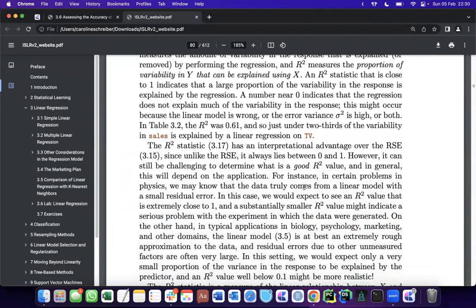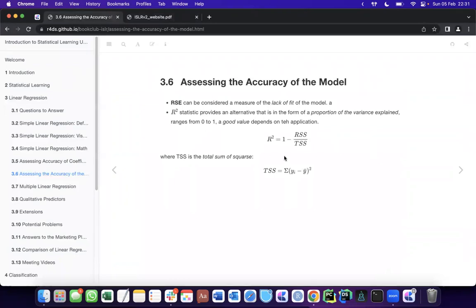So the book went into a little bit more detail here. Maybe if you have a biology, psychology, or marketing application, you may be content with a lesser R squared value. But maybe if you're working on some physics, then you need a very, very high R squared value. So let's hop back into the slides. And then we were just looking at our R squared formula and then our total sum of squares formula. Remember, total sum of squares is all of the variability in our response before we've performed that regression.